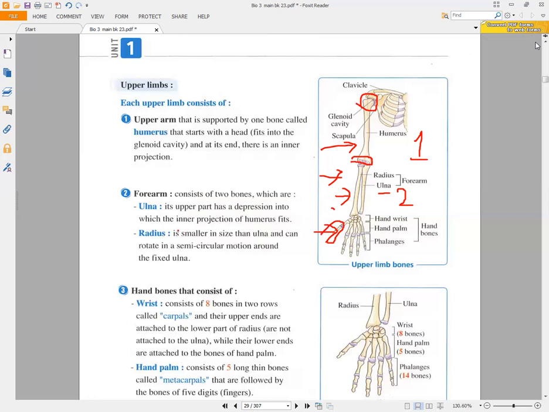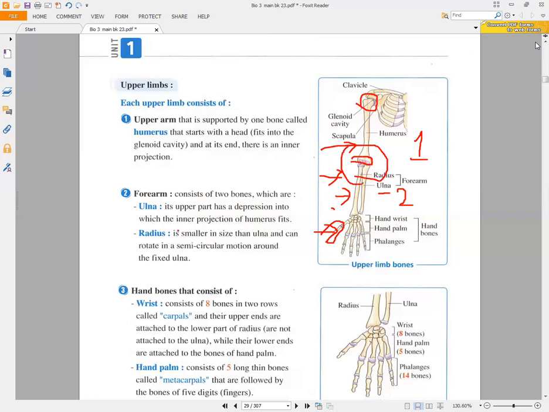Okay, so we will have here the elbow joint, where the end of the humerus fits into the inner projection, or the depression, that is present inside the ulna. Okay.